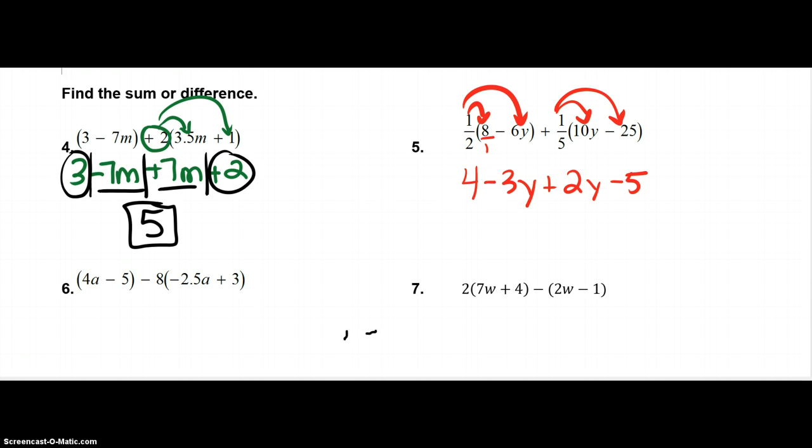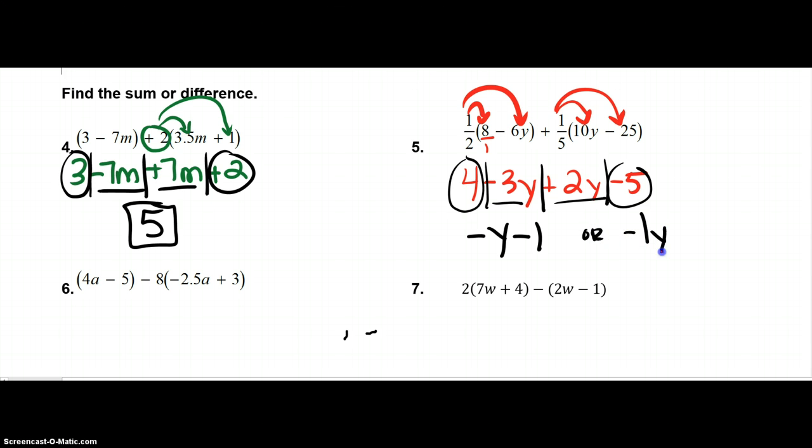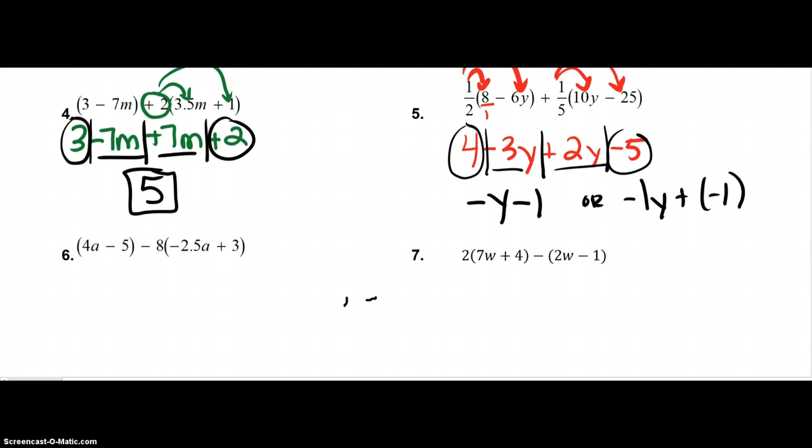Again, I'm going to separate these into terms so I can see which ones I can combine. I'm going to circle all my constants. I'm going to underline my y's here. And so remember to put it in standard form. We put our variable first, so I have a negative 3y plus a positive 2y. I'm left with a negative y, or negative 1y. That would also be alright. And then 4 minus 5 is negative 1. So I could have that, or some of you may have negative 1y plus negative 1, also fine, or negative 1y minus 1. All of those are okay answers.